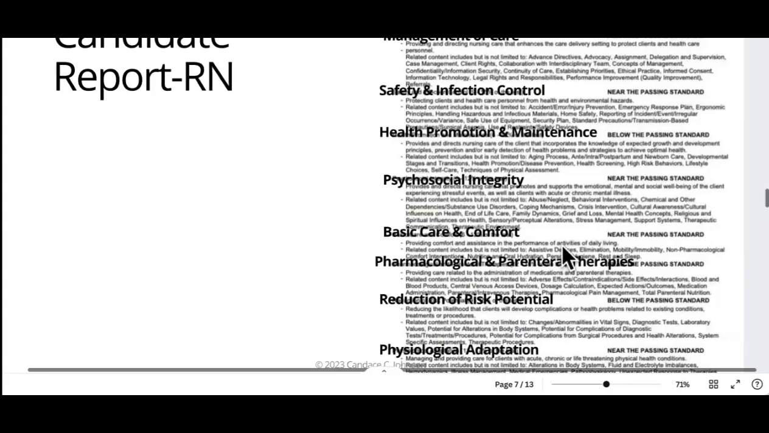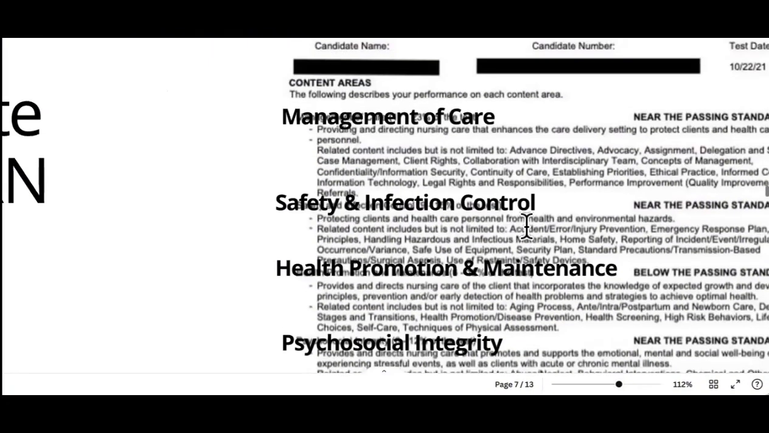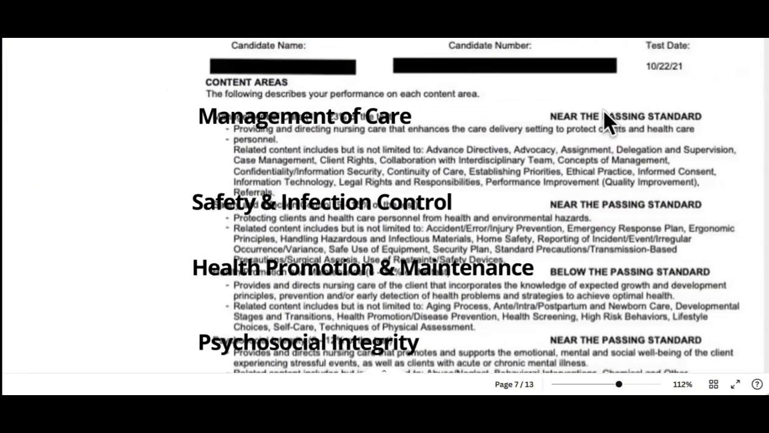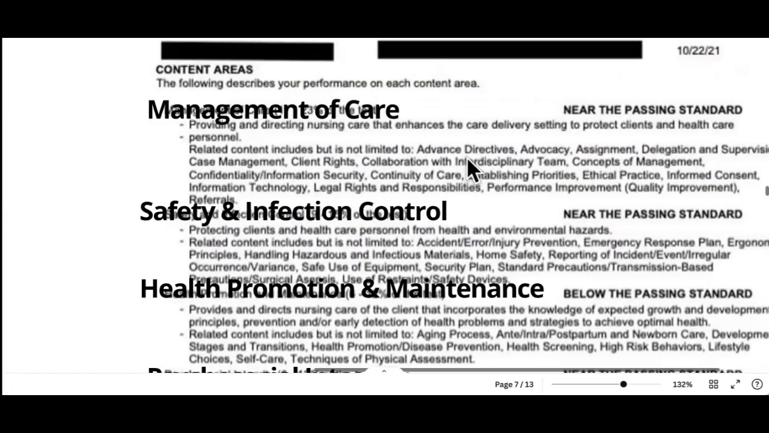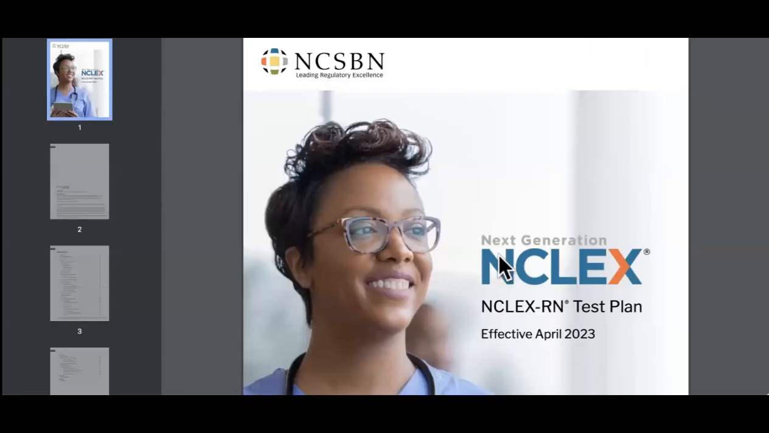If I zoom into this candidate report a little bit more, it's going to tell you which of the particular areas you were near or below the passing standard on, but they're also going to show you for each of the categories a bulleted list of relevant topics inside of that category. You're going to think, oh, this must have been all the stuff that I got wrong. But honestly, this is just a relisting of all of the details that were included in that NCLEX-RN test plan that I showed you before.